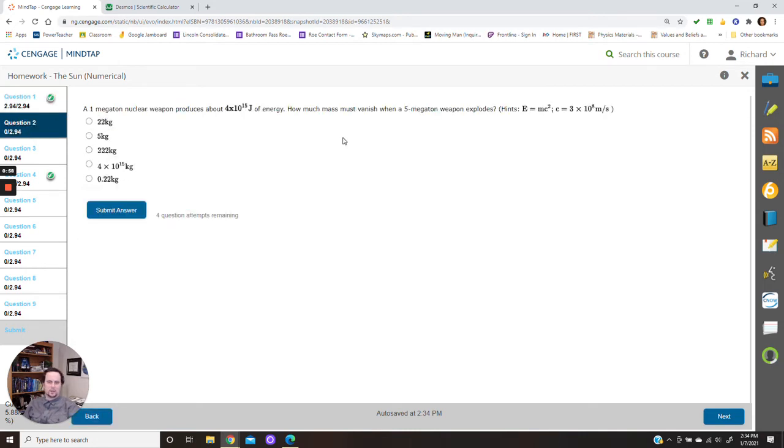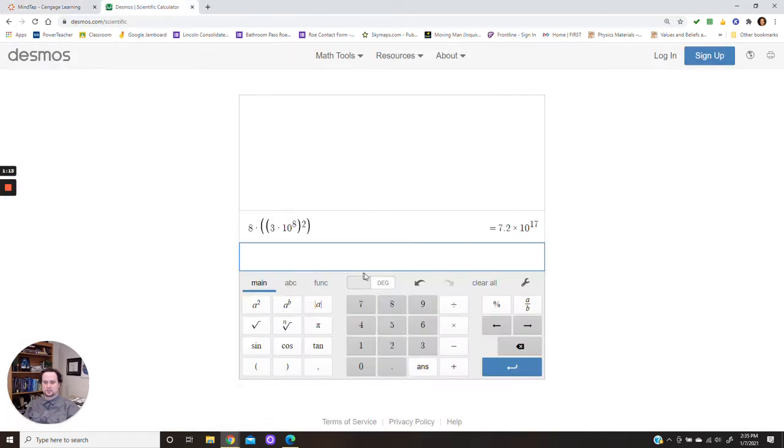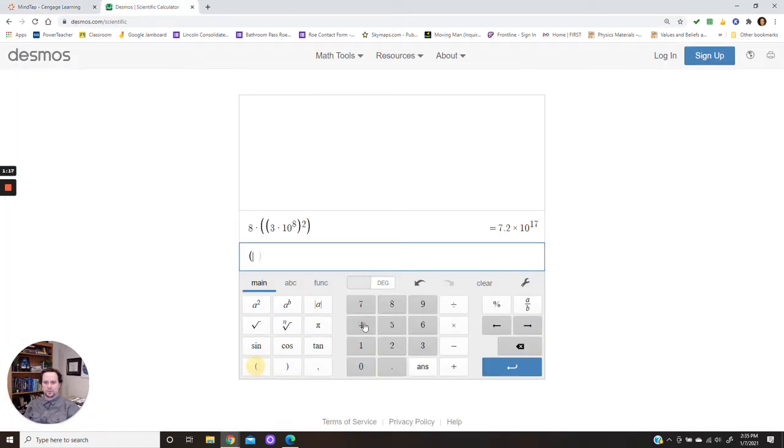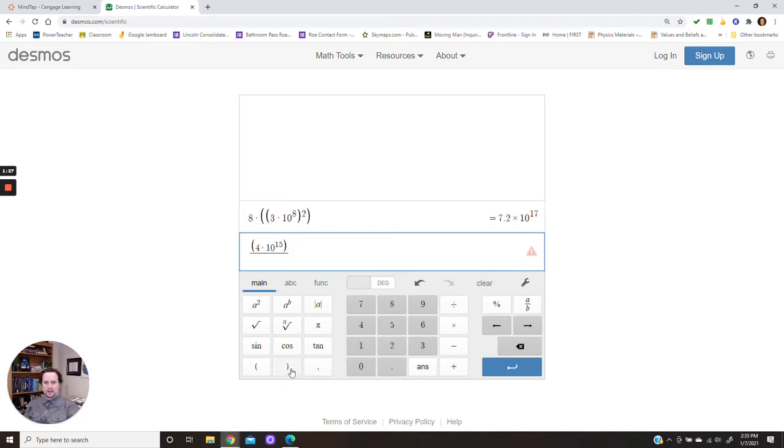Okay, number two. A megaton nuclear weapon produces 4 times 10 to the 15th joules of energy. How much mass must vanish? So I'm doing the same thing, but I just want to solve for mass this time. It's going to be the energy divided by c squared. So the energy listed there was 4 times 10 to the 15th, in parentheses, and divided by c squared.